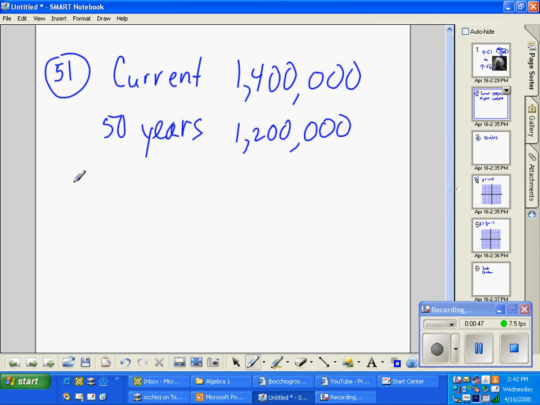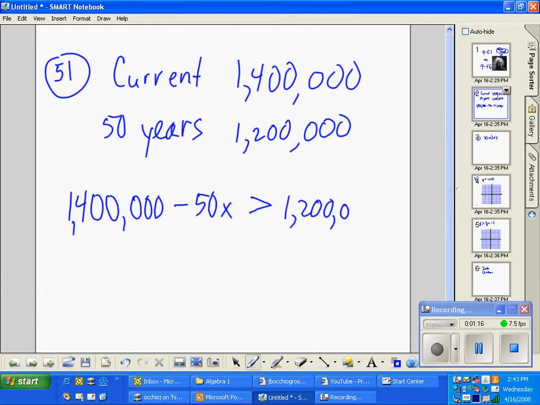So the way we'll do this is we'll say the current is 1.4 million square miles. And every year we're going to subtract out a certain amount. How many years will we do that? 50. By the end of that, it says we're supposed to be having more than 1,200,000 square miles. So that's the inequality that you should initially set up.